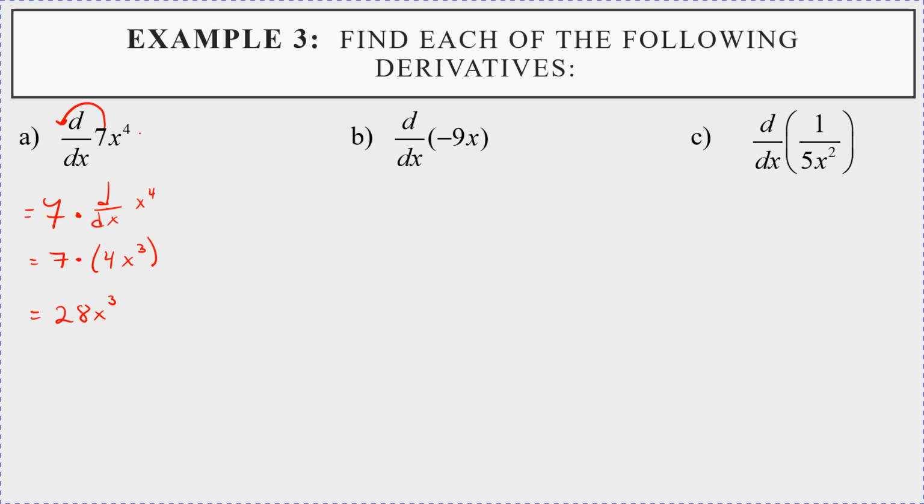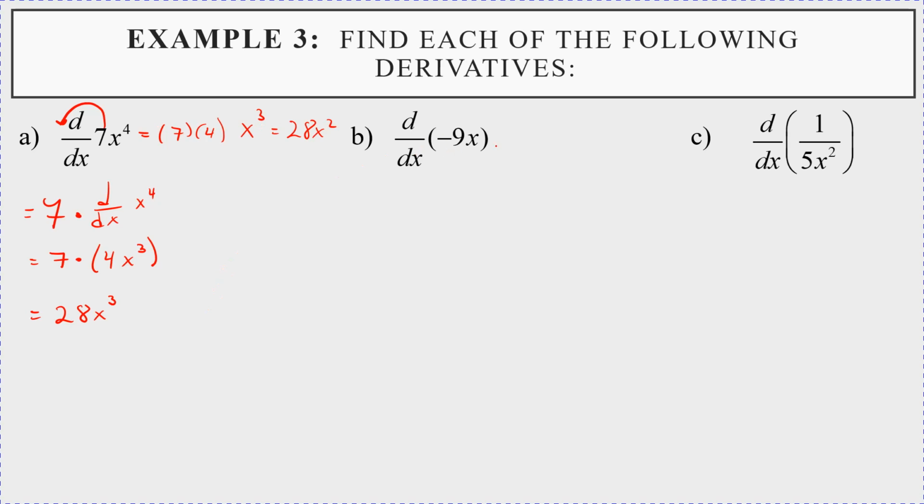What I actually like to do is just leave the 7 as is, and then immediately bring the 4 down. So you see how I'm kind of skipping this middle step? And then x to the 4 minus 1, and you get the same thing.